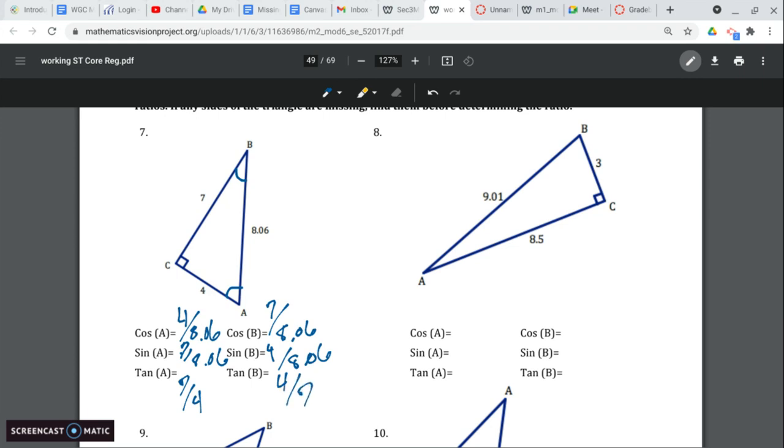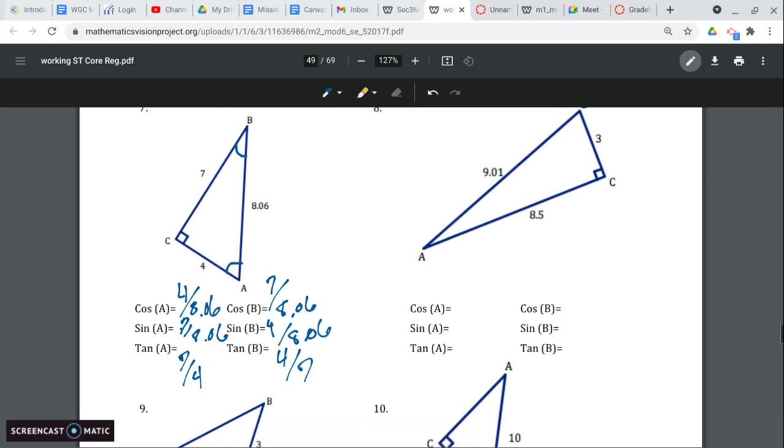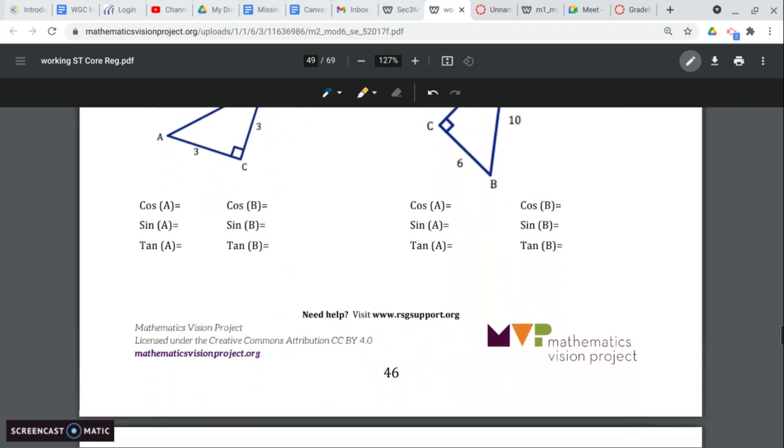So what you might be noticing is, notice tangent, they're just the reciprocal of each other. Cosine and sine, when we go from one angle to the other, they flip. So cosine of A is the same thing as sine of B. Cosine of B is the same thing as sine of A. So you're just writing the ratios. You don't have to reduce these down at all. You just have to write the ratio or the fraction, okay? So same thing for the rest of these.